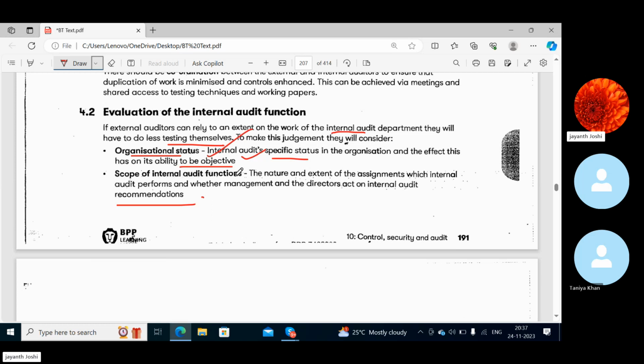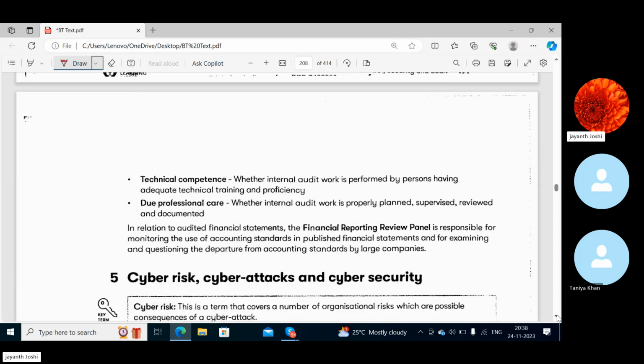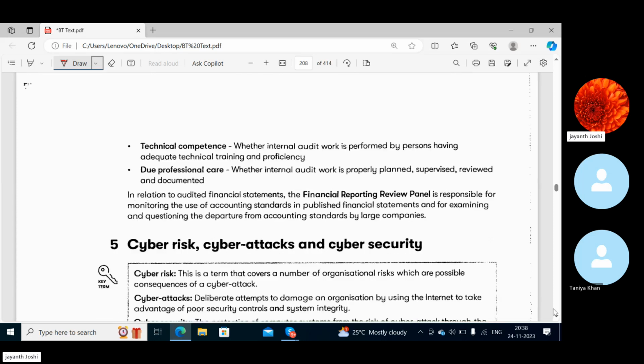And scope of internal audit functions, the nature and extent of assignments which internal audit performs, and whether management and the directors act on internal audit recommendations. That's what has to be seen. If that's happening, then they have a very good demand, or they are considered very seriously, it seems. Now, technical competence: whether internal audit work is performed by persons having adequate technical training and proficiency is very important to be seen. Only experienced and expert people should do this.